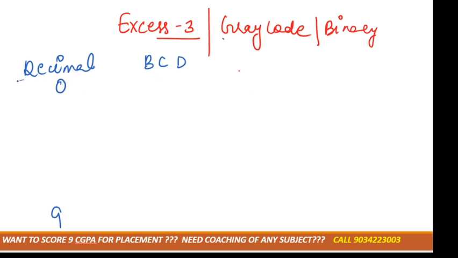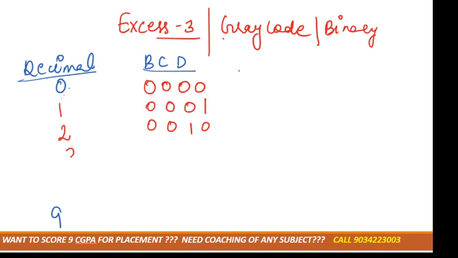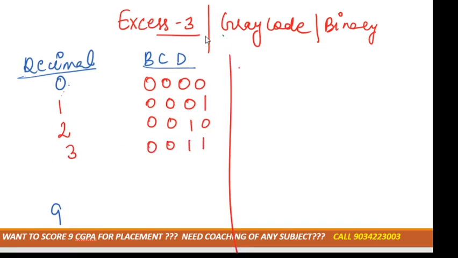Now if I want to convert this decimal number into a BCD number, BCD means you can consider it as binary. Now tell me what would be the code for 0, that is 0 0 0 0, right? For 1 it would be 0 0 0 1. For 2 it would be 0 0 1 0. For 3 it would be 0 0 1 1. Like this.